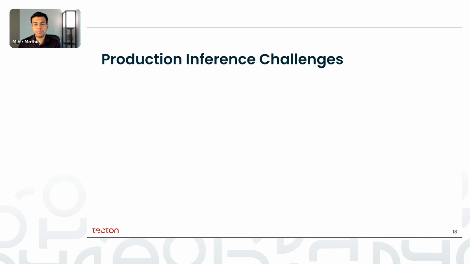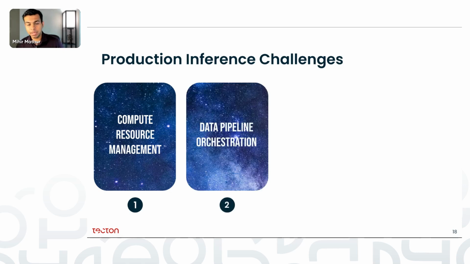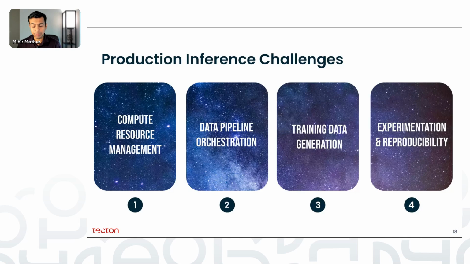So let's first look at the production inference challenges. There are 4 different categories of inference challenges that we've seen customers face. The first one is compute resource management. Second is data pipeline orchestration. Third is training data generation. And finally, experimentation and reproducibility. I'll go over each of these in more detail.